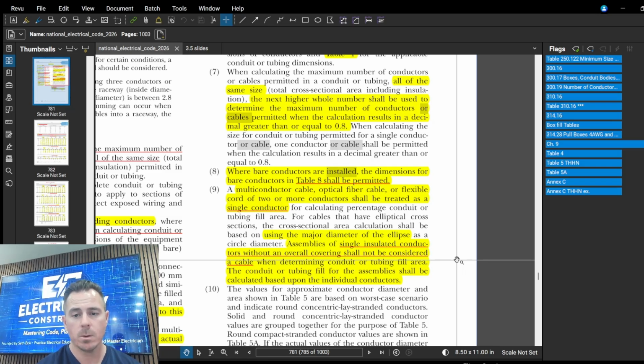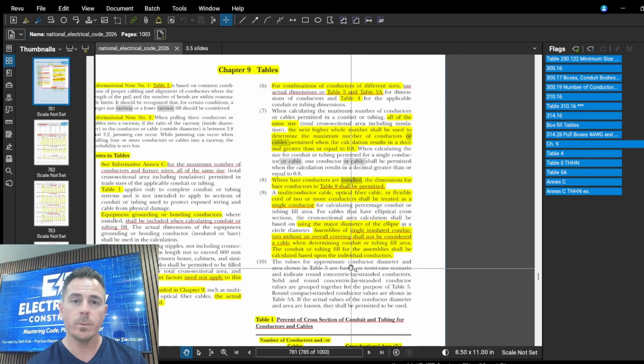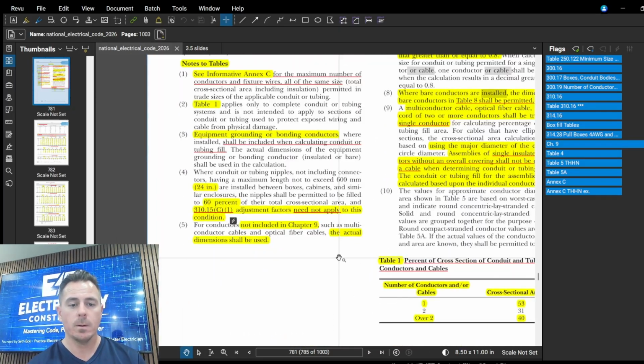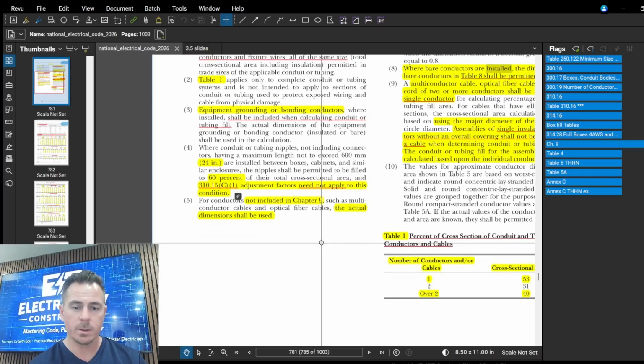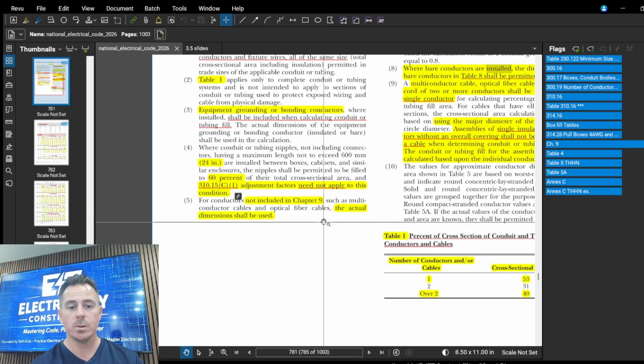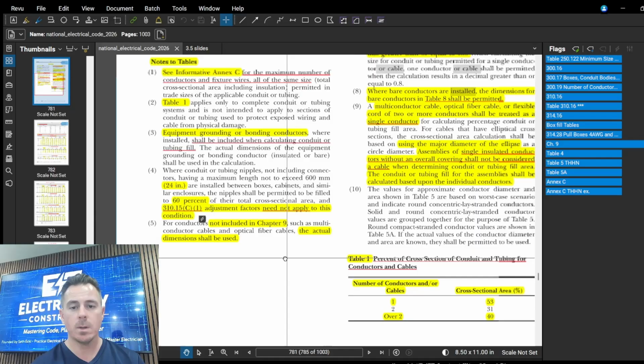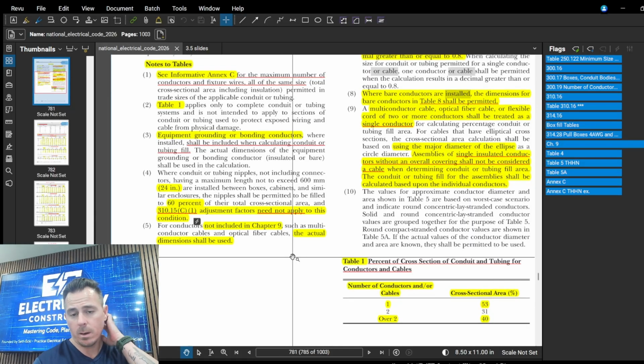All right, so let's figure out how to apply this calculation to some of the cables that we use in the field. If we go back to note 5 in chapter 9, it tells us that we have to use the actual dimensions of the cable itself. And to do that, we have to either go to our manufacturer's website and get the actual dimensions, or we can measure it ourselves. Like I showed you before, we have a tool that can get that measurement of the diameter of the cable. So that's what I'm going to do right now.